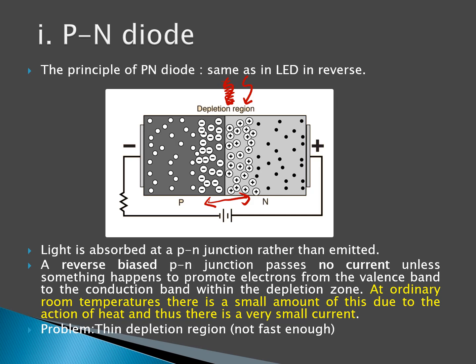The hole will be attracted to the negative terminal, so the hole will flow in this circuit. The electron will be attracted to the positive terminal, so this electron will flow through this circuit. The whole process will produce the photocurrent.